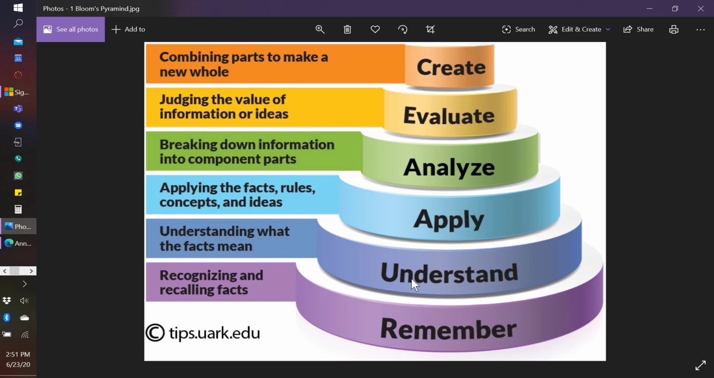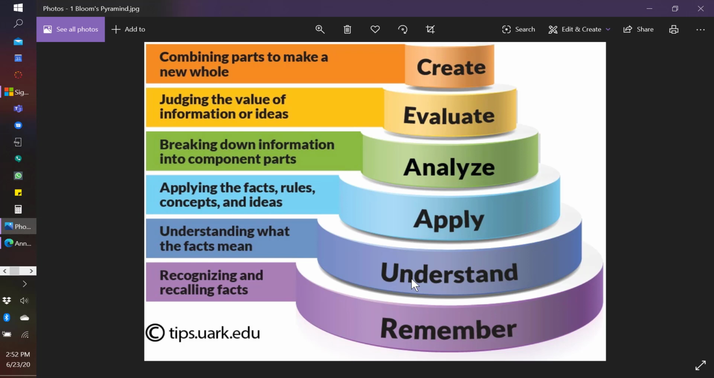And so this says judging the value of information or ideas. Okay? So the best way to make those evaluation statements is if you can do all those things underneath. Can you remember? Do you recall? In other words, restate. Do you understand the concept? Can you put it in your own words? Can you apply the concept? In other words, take that information and use it to perform a task. Can you analyze the different parts? Good, bad, disadvantages, advantages, compare, contrast. Now you can evaluate, making a judgment about that concept.